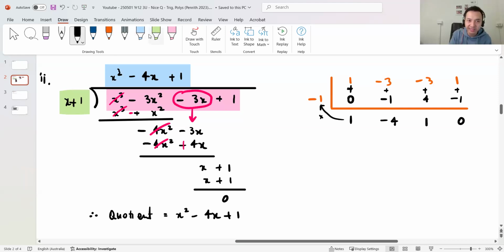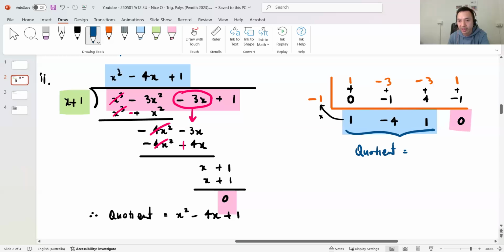Once you get that, your answer is always the remainder over here. And then the coefficients of the quotient are over here. So from this, I can basically say that the quotient is x squared minus 4x plus 1. No remainder. Bam. Done so quickly. Especially, it saves a lot of time when you're dividing x plus 1 into something like power 5.